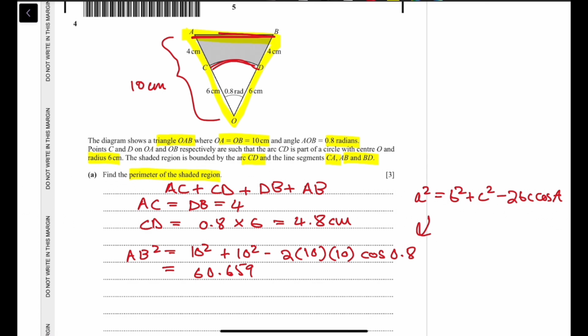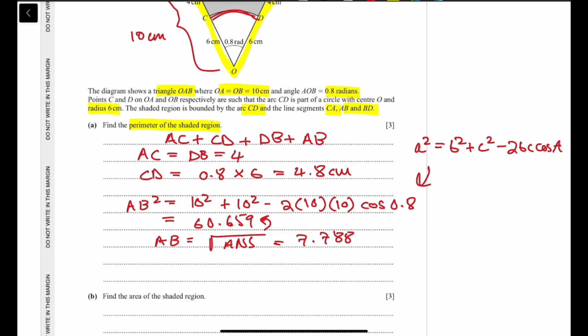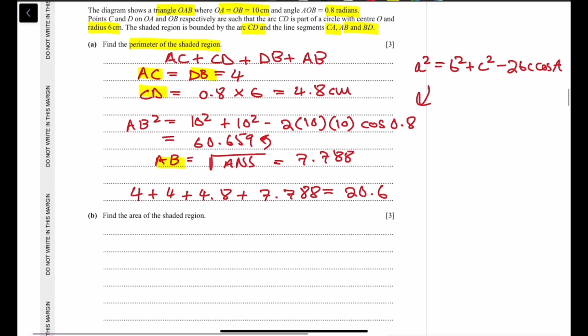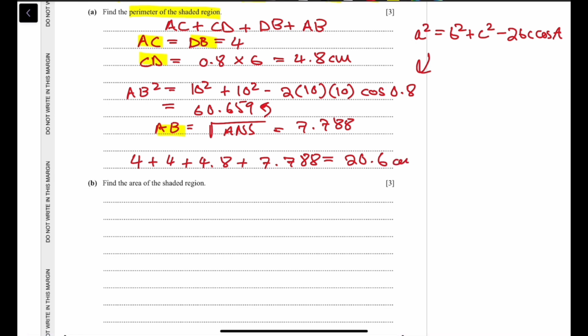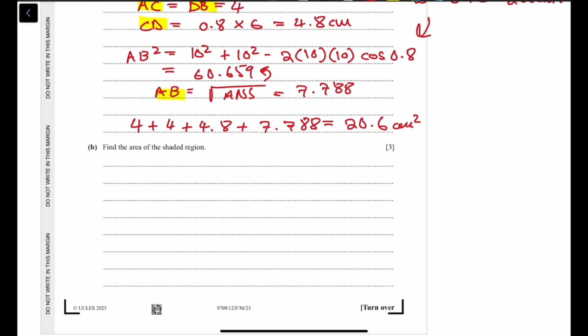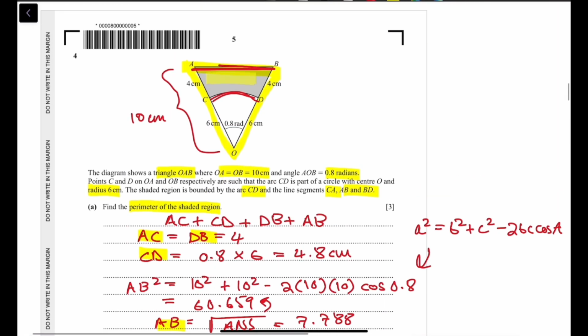So AB equals square root of our answer right here, which equals 7.788. Therefore, we have sides AB, CD, AC, and DB. If we add up 4 plus 4 plus 4.8 plus 7.788, we will get 20.58. To 3 significant figures, we'll get 20.6. That is centimeters squared.